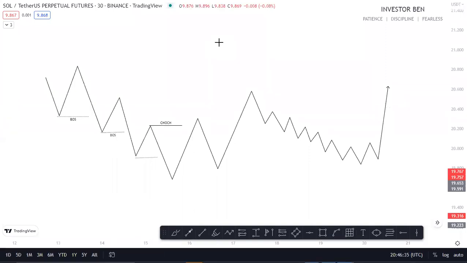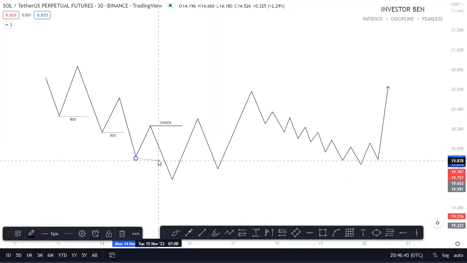BOS and SMS full meaning. BOS stands for break of structure and SMS for shift of market structure. Yeah, correct. So some persons here actually didn't know what BOS is. Wow.